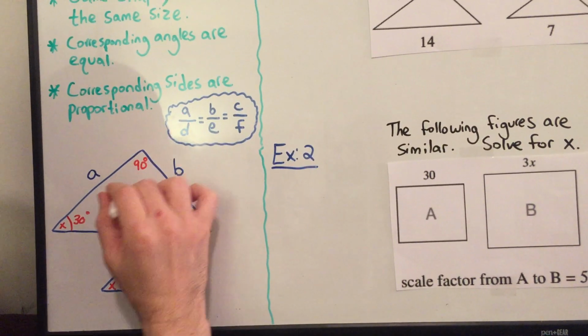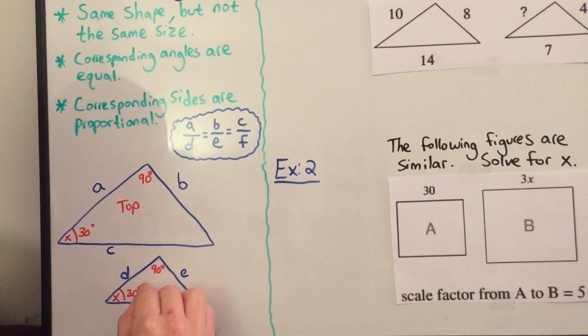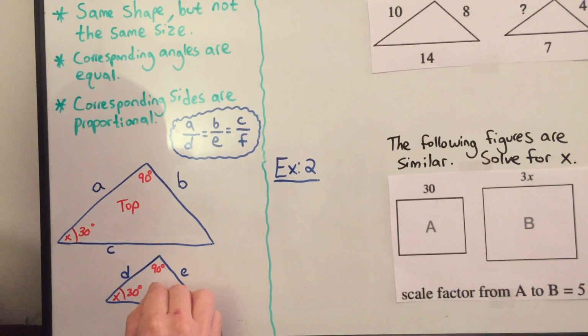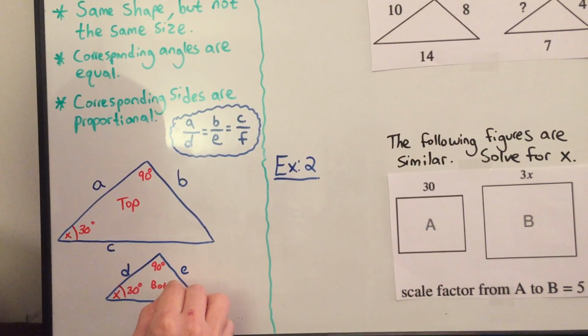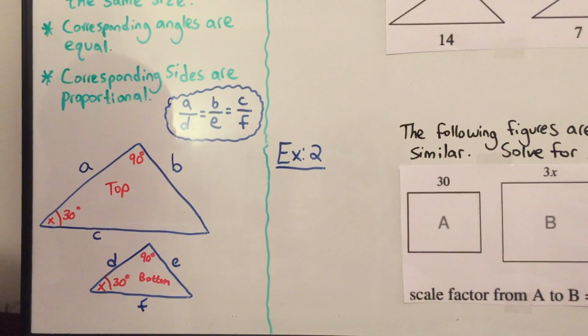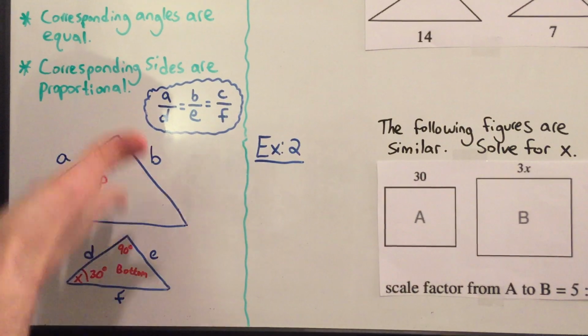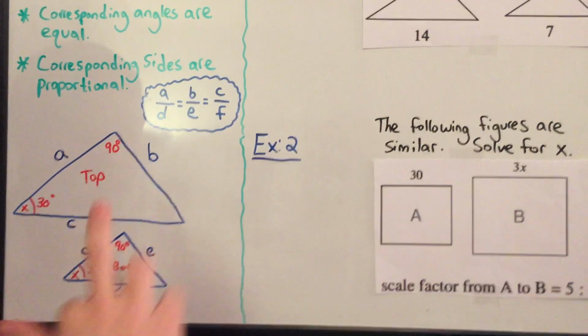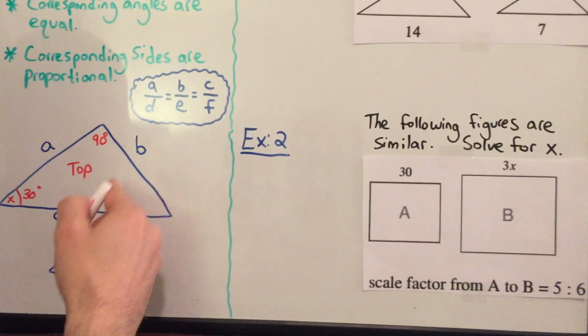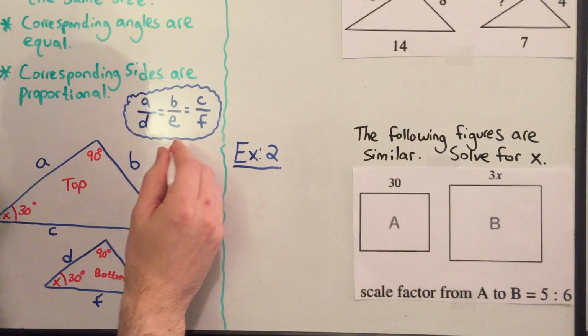Let's call this one the top, and let's call this one the bottom. Usually I figure out I just pick a shape to be the top one and a shape to be the bottom one. I just picked this one because clearly it's on the top, and this one's on the bottom. But if you wanted to switch them, you could. Now, why I counted one as the top and one as the bottom is that helps me set this up.